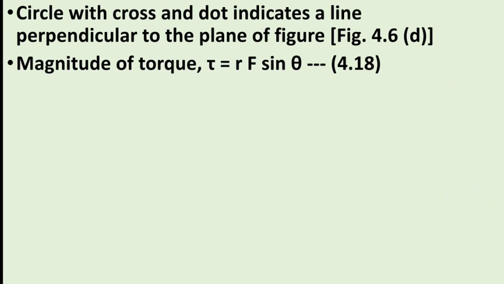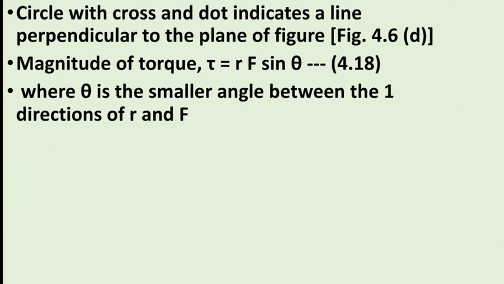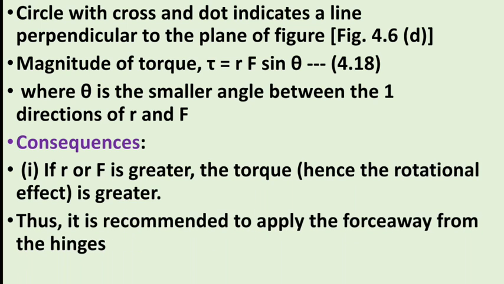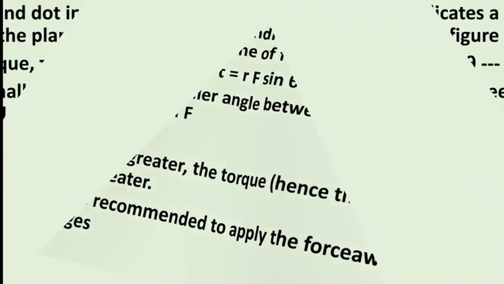Magnitude of torque, tau is equal to R F sin theta, equation 4.18, where theta is the smaller angle between the directions of R and F. Next point is consequences. First, if R or F is greater, the torque, hence rotational effect, is greater. Thus, it is recommended to apply the force away from the hinges.